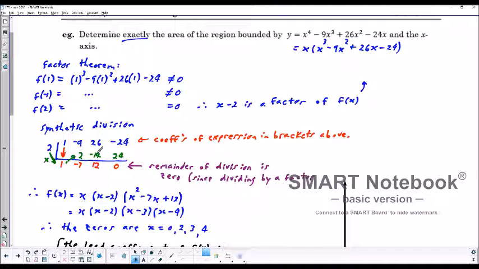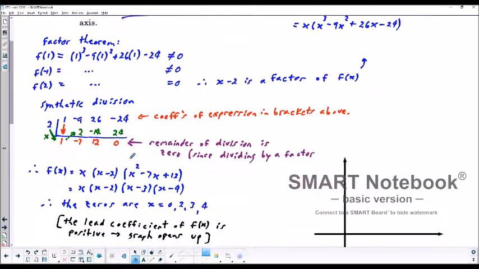Then I add 26 plus -14 and I get 12. Then I multiply again, 2 times 12, and put the answer here. And I can do -24 plus 24 to get 0. And that 0 is then, of course, the remainder of this division. And because I'm dividing by a factor, we get a suitable result, which has a 0 remainder.